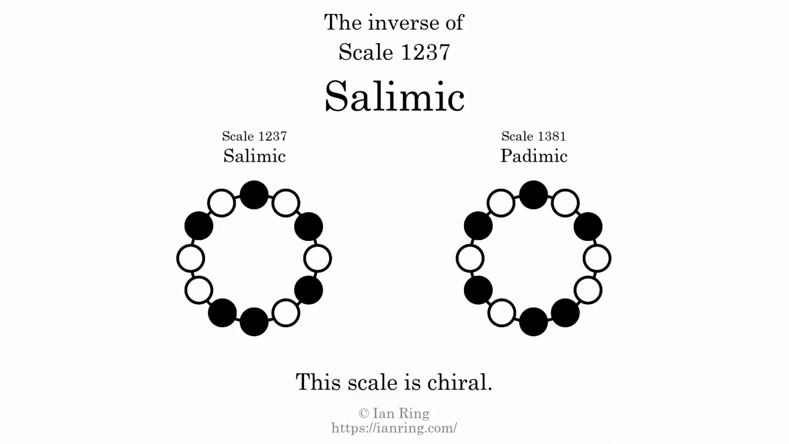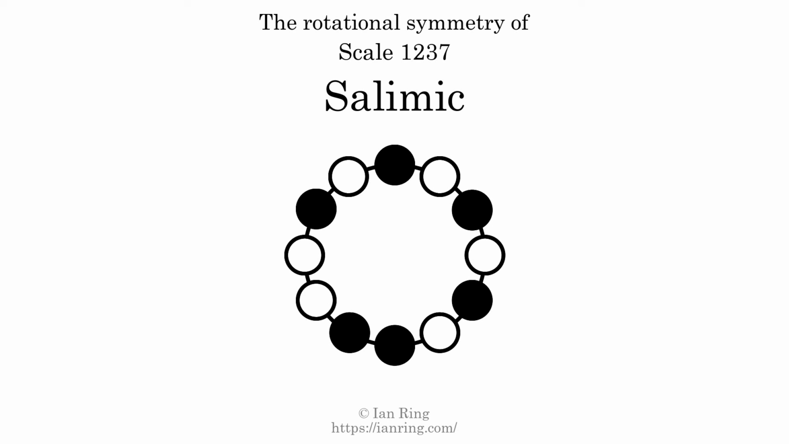The inverse of a scale is a mirror image. It is what you get when the sequence of intervals is reversed. The inverse of this scale is scale 1381, also known as Podimic. This scale is chiral. It cannot transform into its inverse by rotational transformation. This scale has no rotational symmetry.